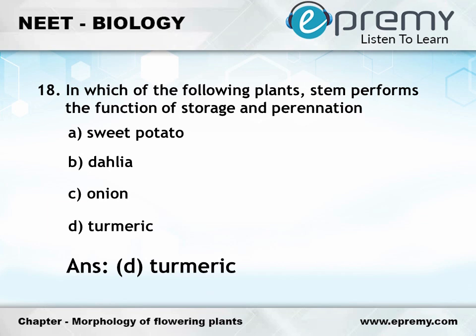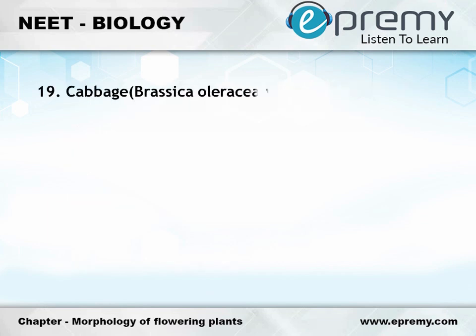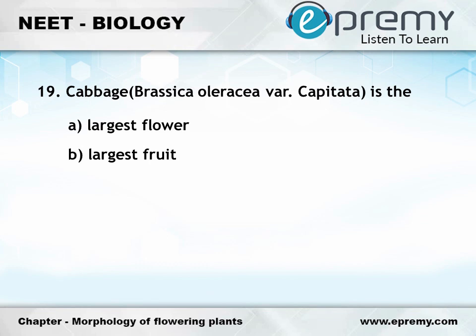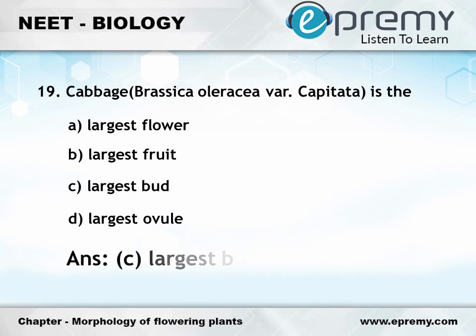Question number 19. Cabbage, Brassica oleracea var. capitata, is the option A, largest flower, option B, largest fruit, option C, largest bud, option D, largest ovule. The answer is option C, largest bud.